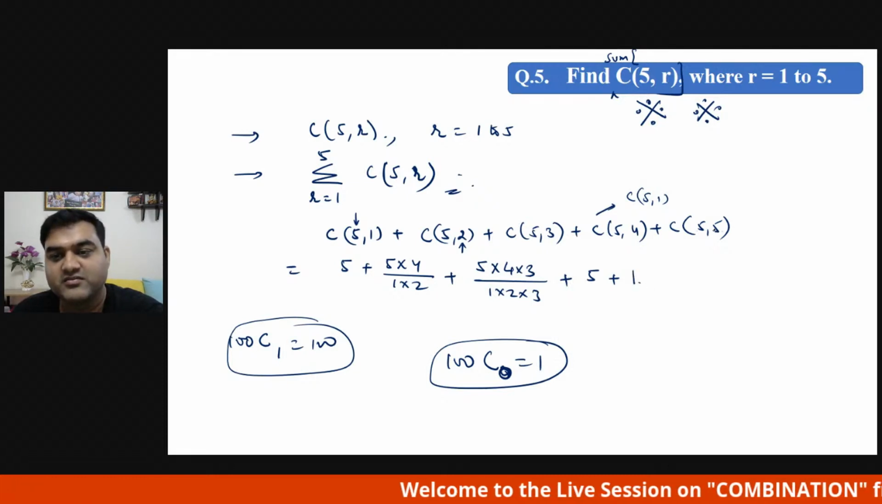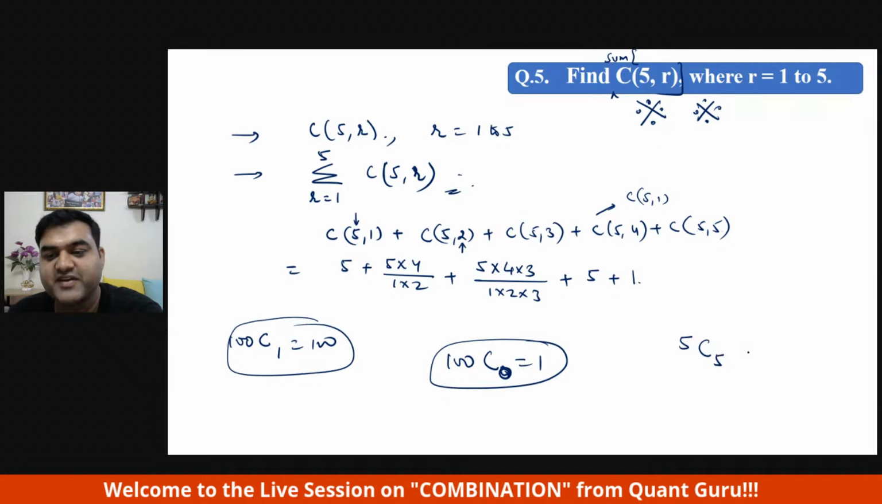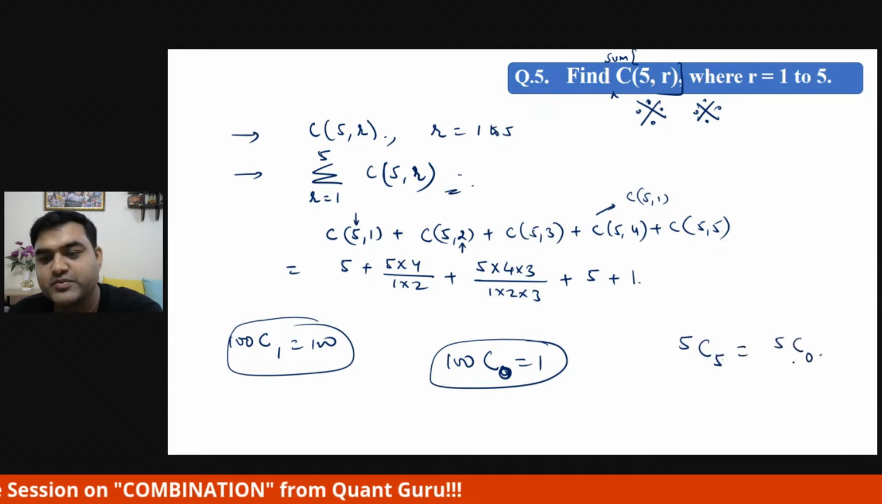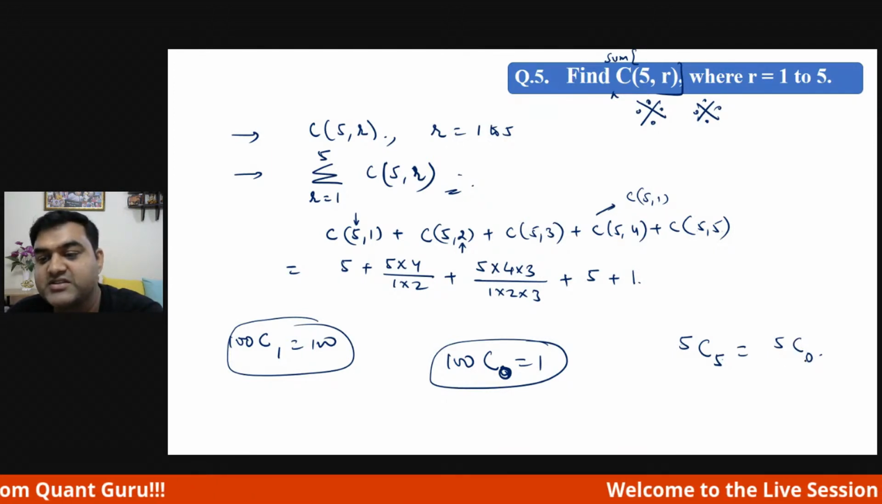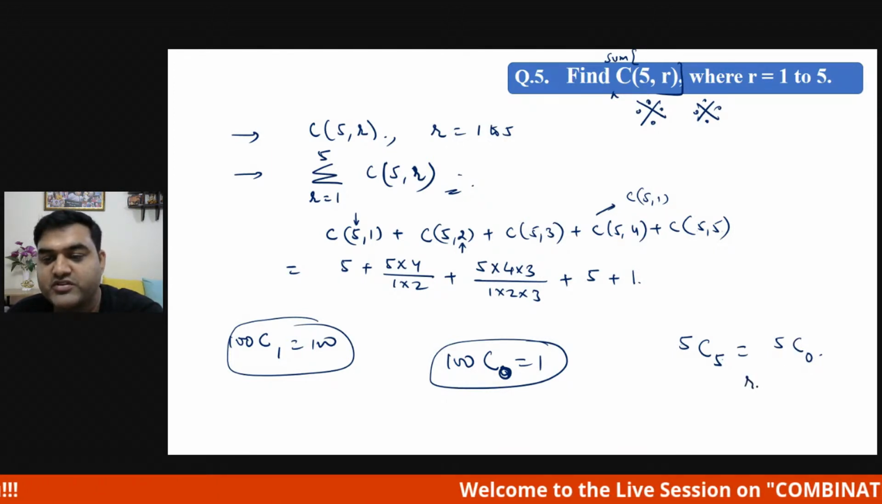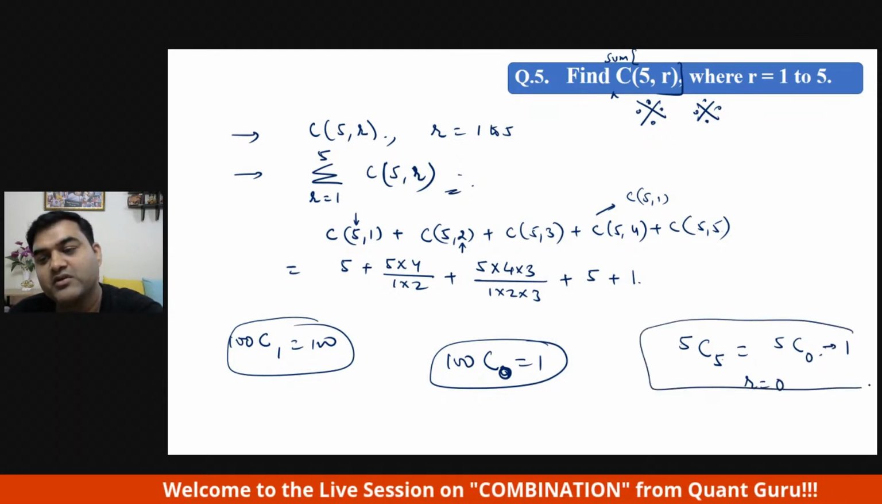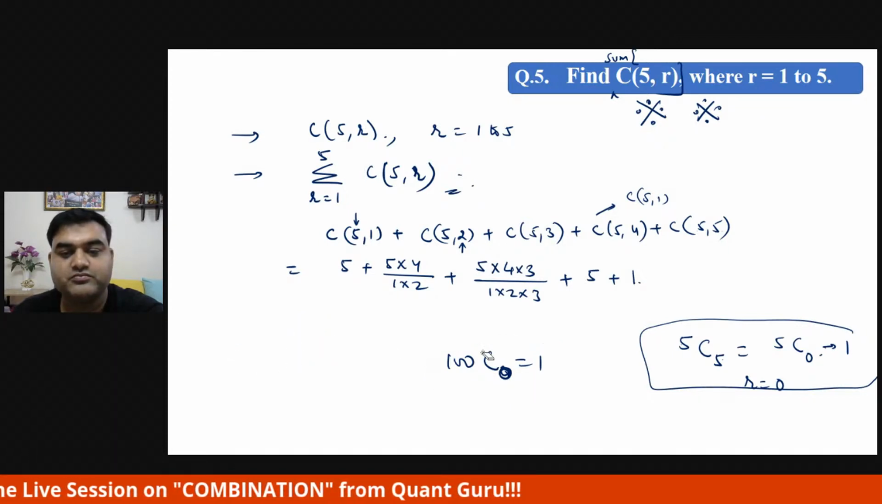So write it. What I am trying to see is 5C5. 5C5 can be written as 5C0, no? Because I told you, you can do this also, a property of combination. 5 minus 5 is equal to 0. And NCR, wherever R value is 0, the value of this becomes 1. Hope you understood this.